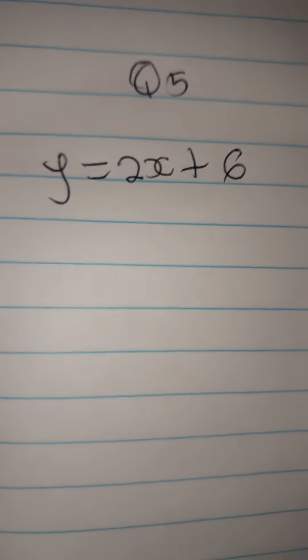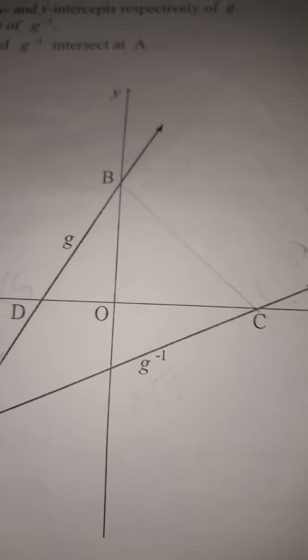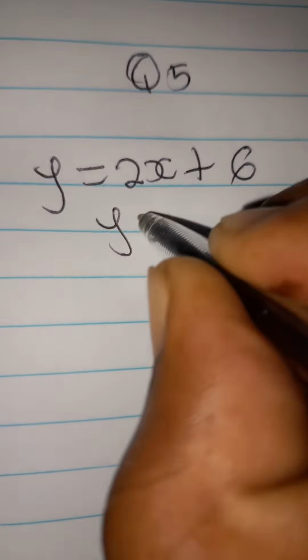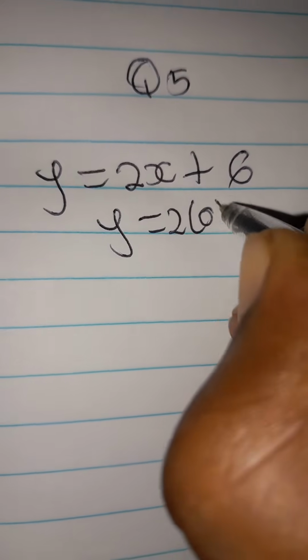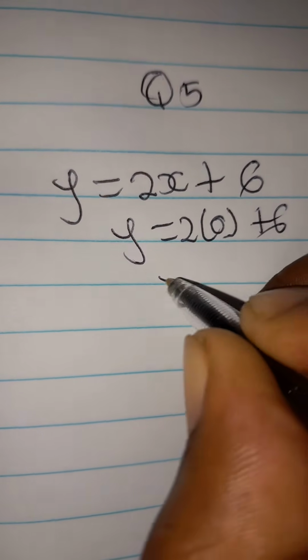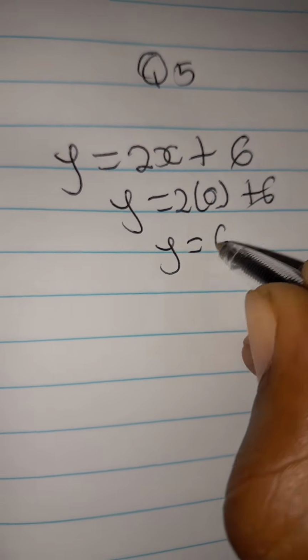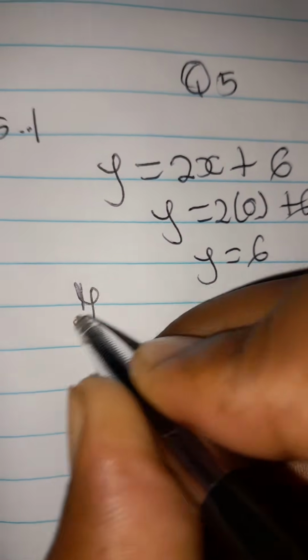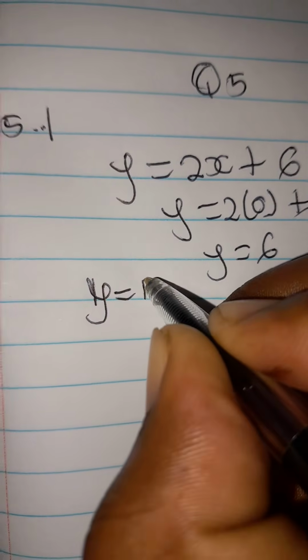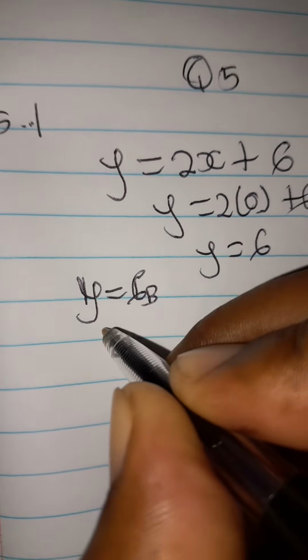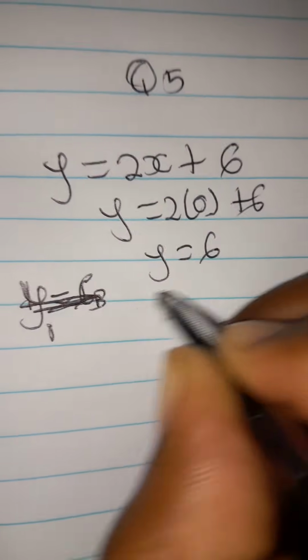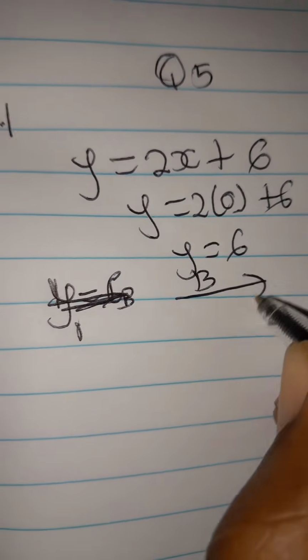So g of x, we can replace it by y. As we can see from there, B cuts at y, so it's a y-intercept. In other words, let x be 0. Where there is x, we replace it by 0. So 2 times 0 is 0, 0 plus 6 is 6. So in other words, the y-coordinate of B is 6. Then you get 1 mark for saying that.